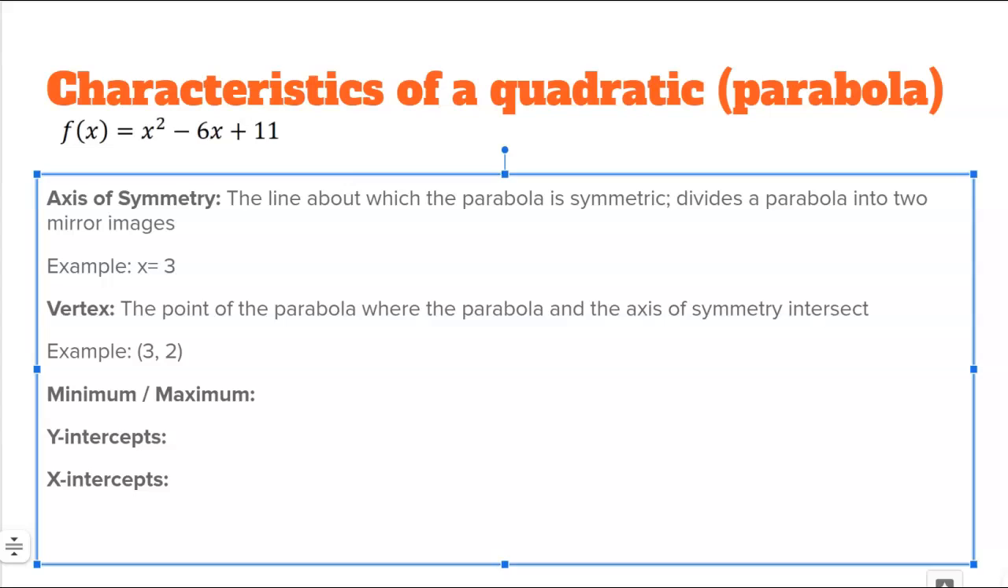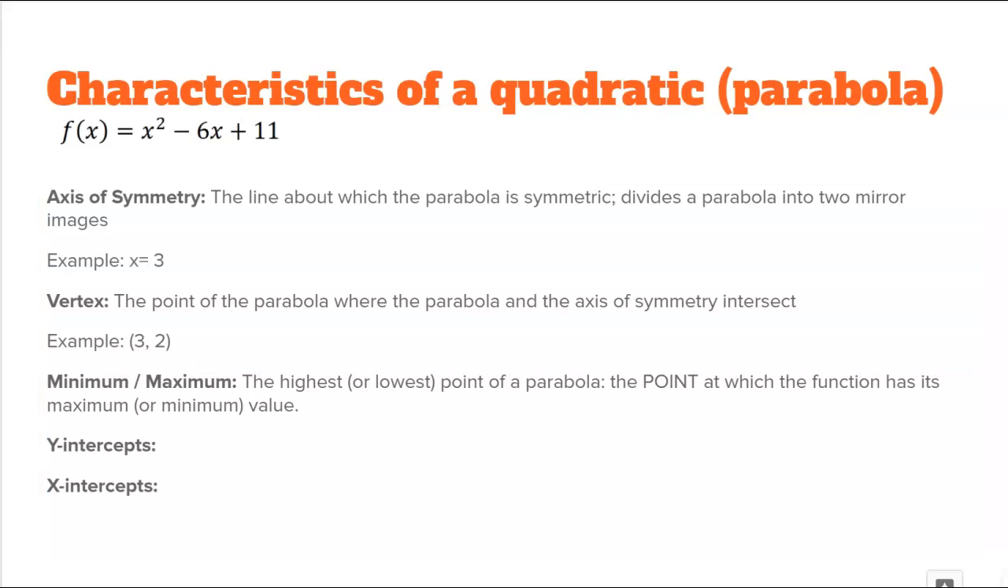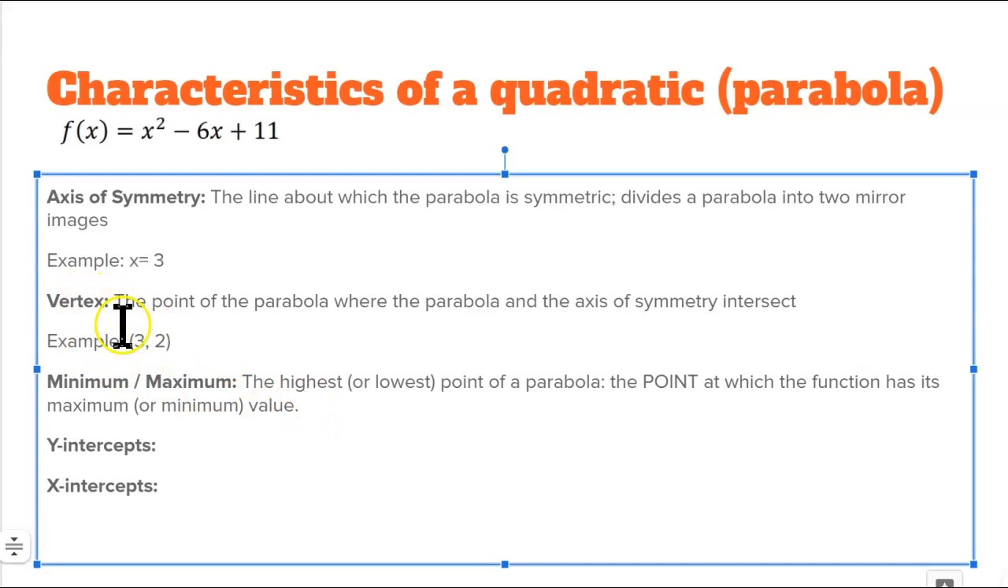The minimum and the maximum, as we saw, is the top or the bottom of the parabola. It is the highest or lowest point of a parabola, the point at which the function has its maximum or minimum value. So for instance, above we found the vertex was at (3, 2). Well, that's going to be the maximum or the minimum. So we wouldn't write it as the vertex. We'd write it as the y value, because we care about how high it is or how low it is. That's your y value. So all we need is 2. You just write 2.